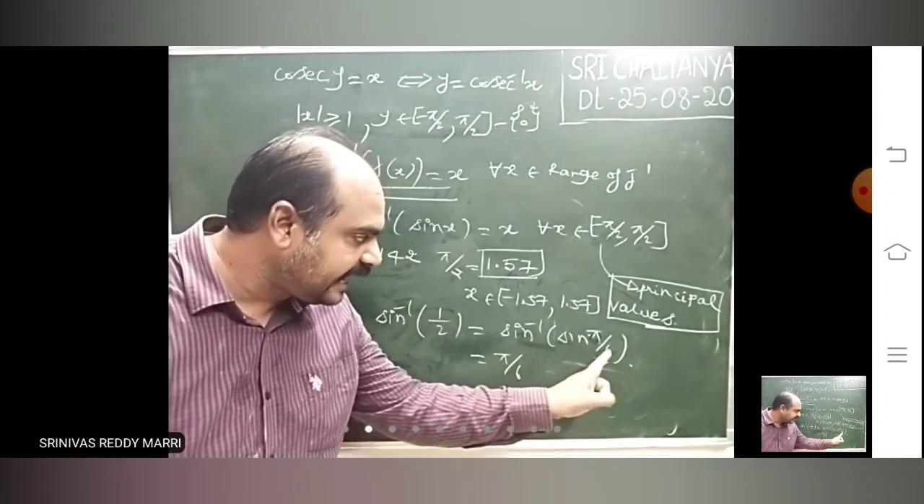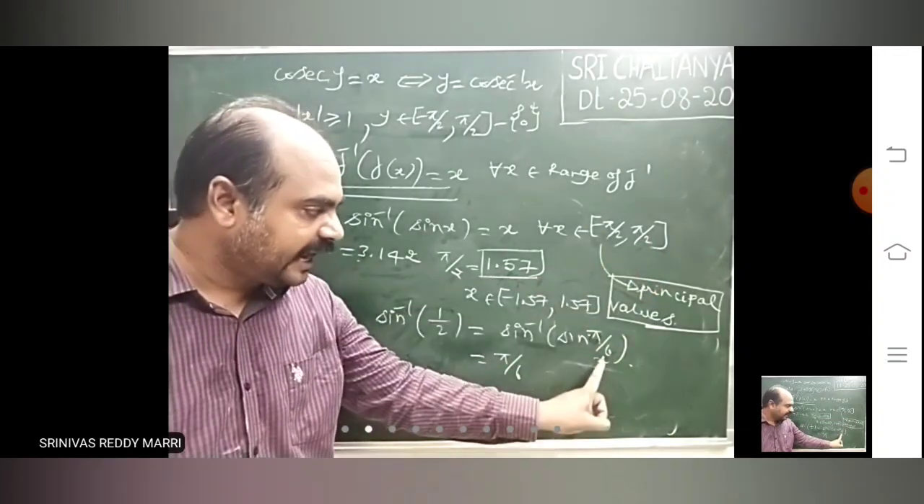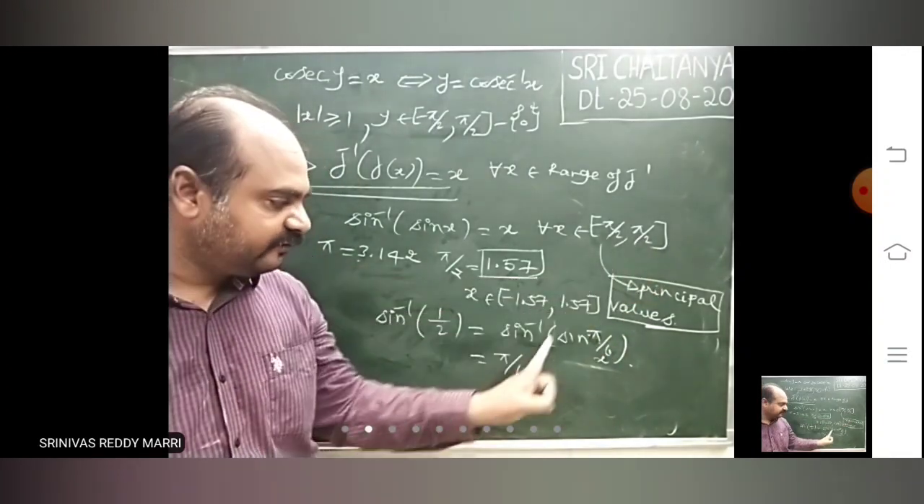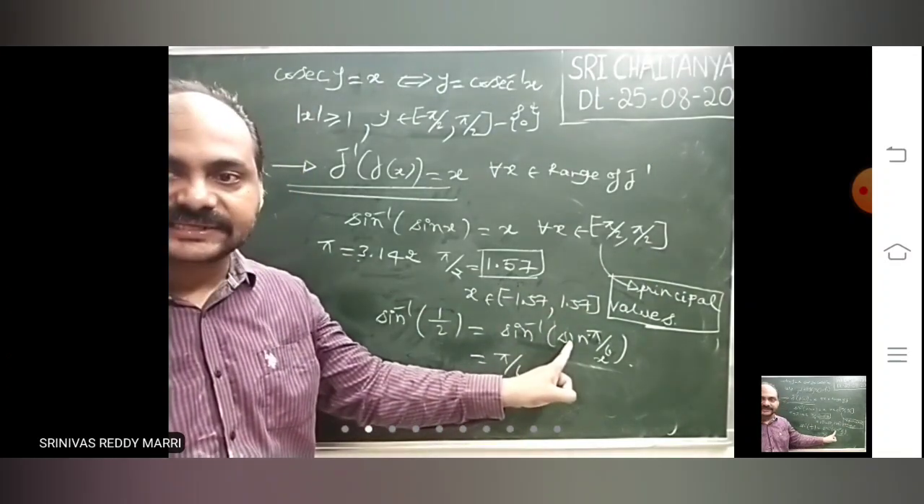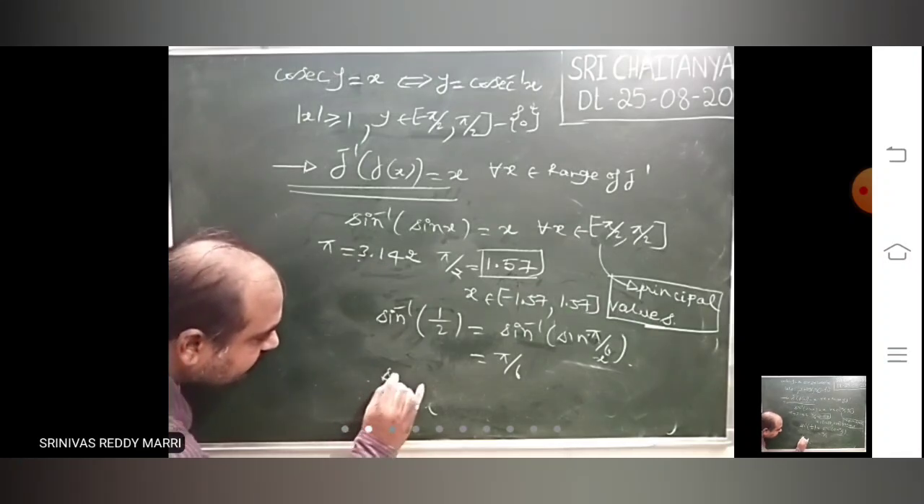Right? So sine inverse sine x, you check whether x is lying in this interval or not. Pi by 6 means 30 degrees. Definitely it will lie in this interval. Right? Therefore sine inverse sine will get cancelled. Now you will get pi by 6.